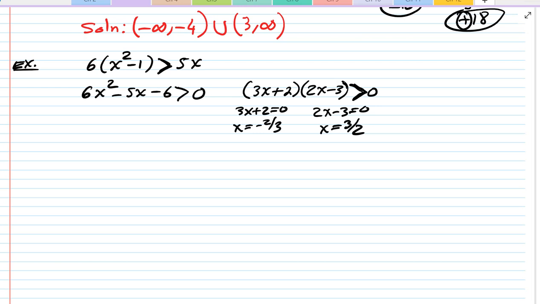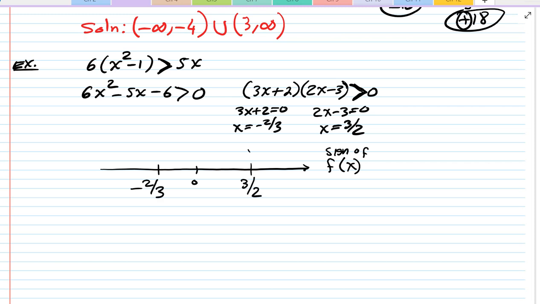And next I'm going to draw my number line. Again, this is the sign of the function we're looking at. So we're looking at the sign of f of x over that number line. This is the center of the number line. Let's say that's -2/3, and 3/2 is here. Okay, because I have greater than, these points we put open circle, because at those points we get exactly 0. We want it to be greater than 0, not equal to 0. Good, and then you pick your test point.